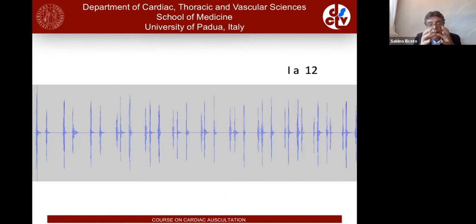If you have something like that, you don't need an echocardiogram, because it's very clear. You have a heart that is almost without contractility.